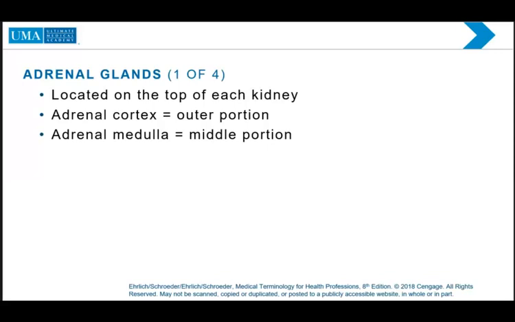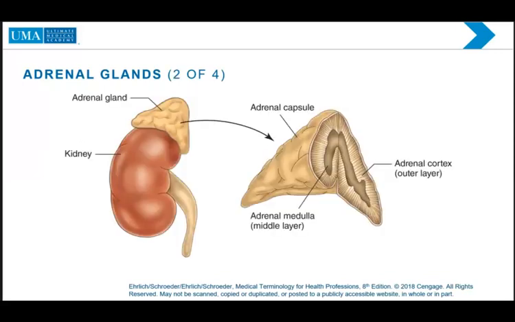Let's now look at your adrenal glands. Your adrenal glands are located on the top of each kidney. The outer portion is known as the adrenal cortex, and the middle portion is known as the adrenal medulla. You see here in this diagram how the adrenal gland sits on top of your kidneys. You also see that outer layer known as the adrenal cortex and the middle layer known as the adrenal medulla.